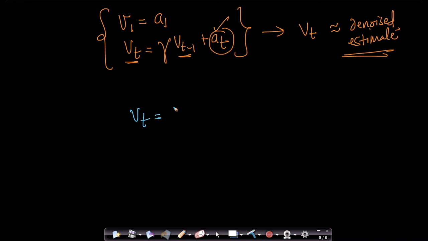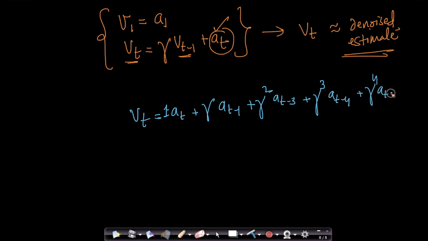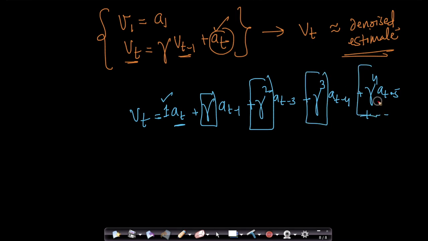It's called exponentially weighted averages because V at any time t is 1 times A at time t plus gamma times A at t minus 1 plus gamma square times A at t minus 2 plus gamma cube times A at t minus 3 plus gamma to the power 4 times A at t minus 4, and so on. You are giving a weightage of 1 to the most recent point, gamma to the second most recent point, gamma square to the third, gamma cube to the fourth, gamma to the power of 4.